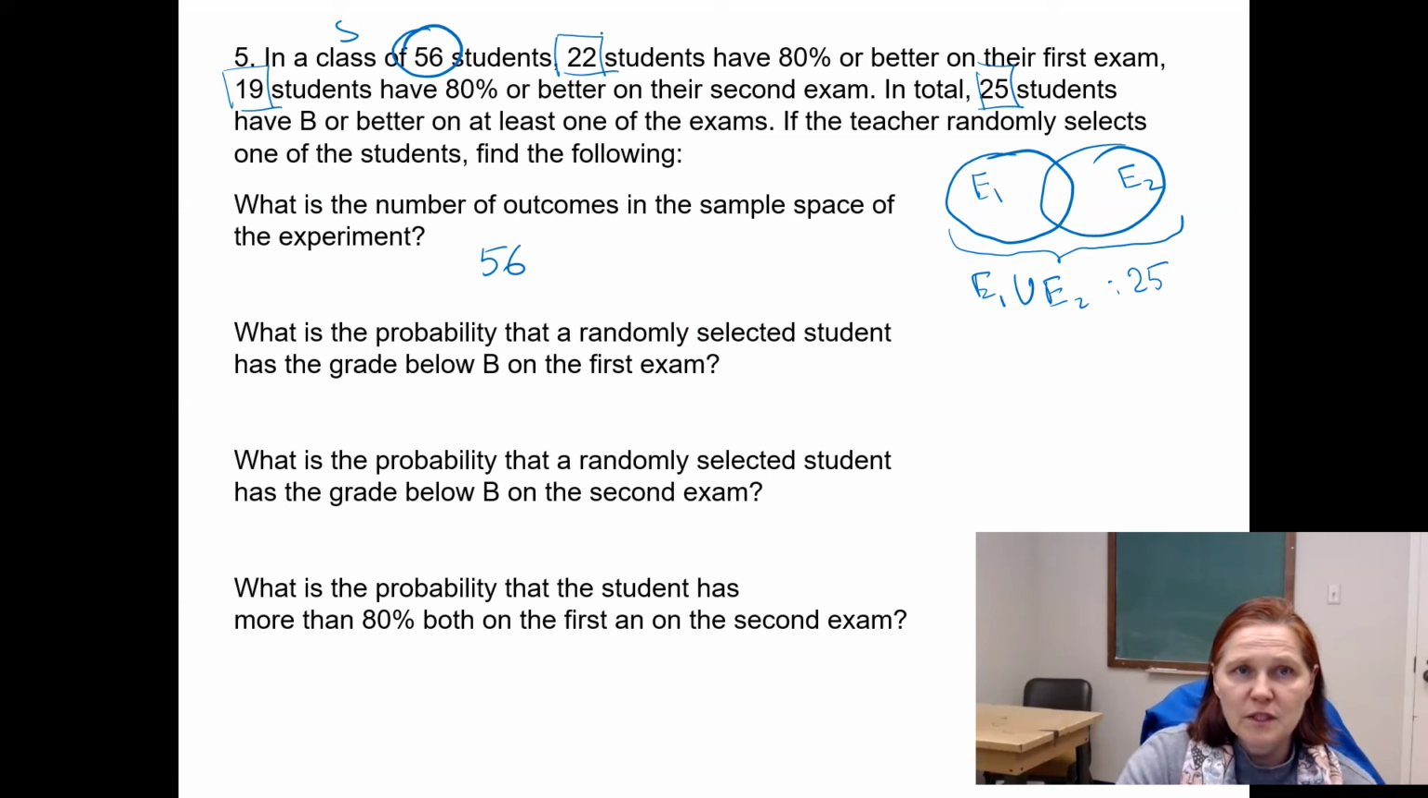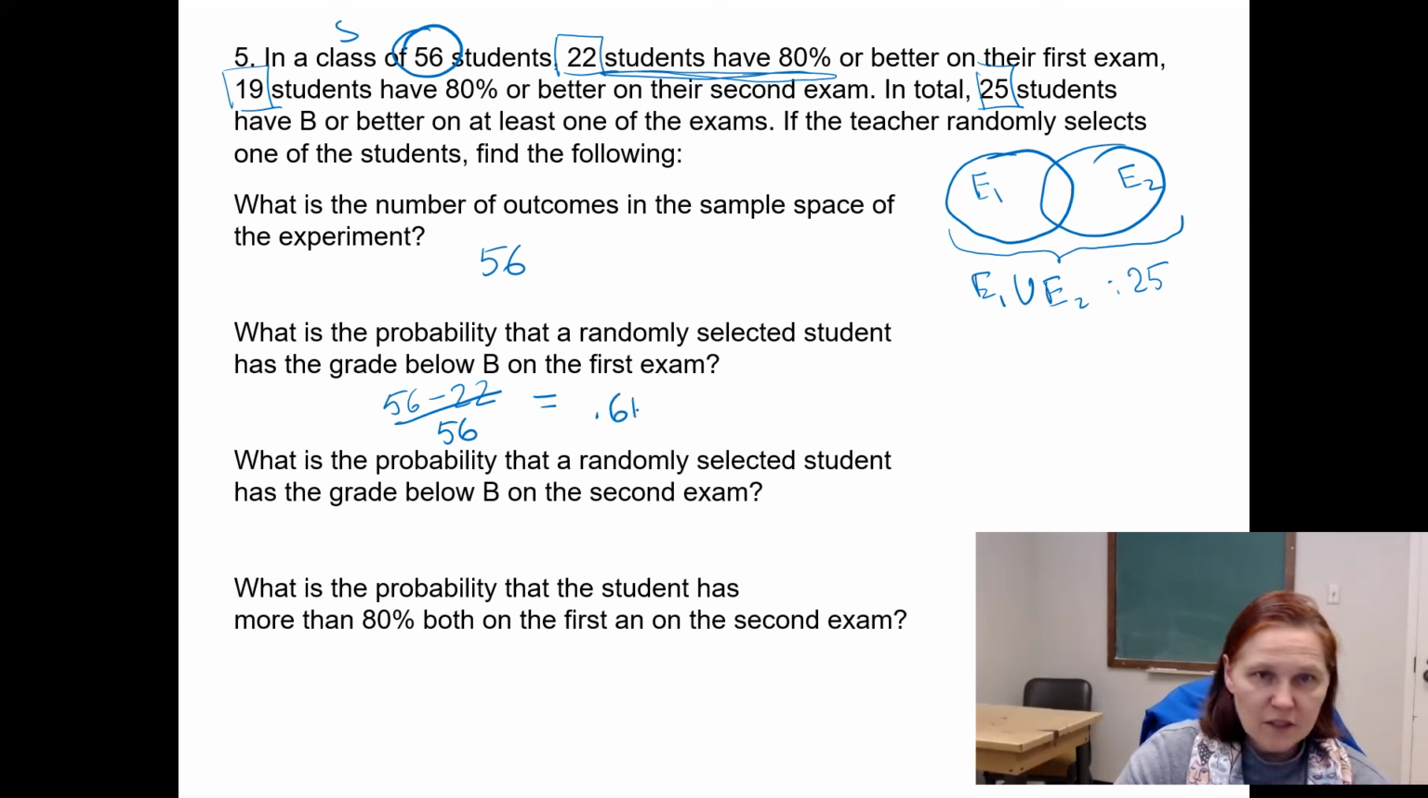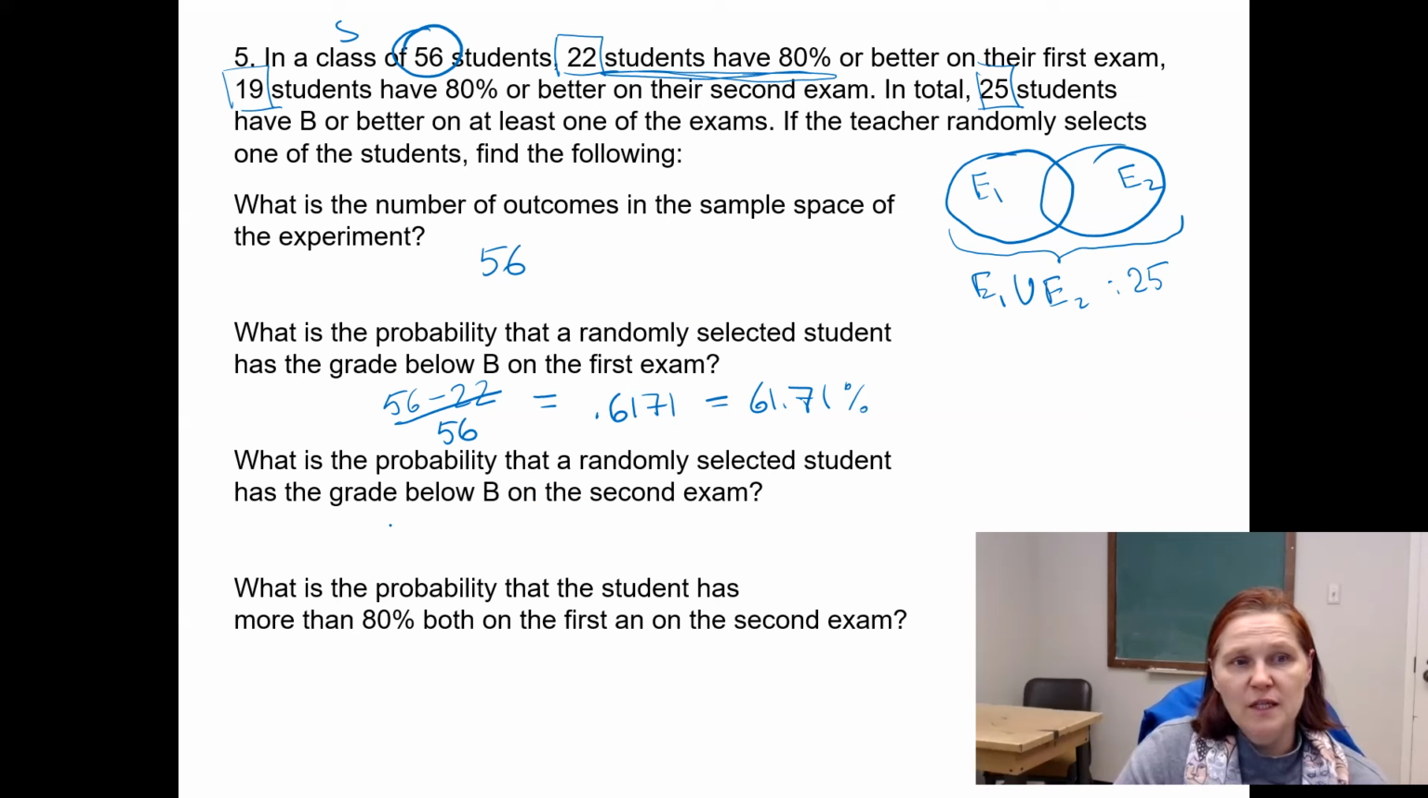So on the first exam, 22 students have B or A. The rest, the complement of this event, so 56 minus 22, have below B. To find the probability, we must divide by the total of 56. It will be 0.6171 or 61.71%. What is the probability that a randomly selected student has a grade below B on the second exam?